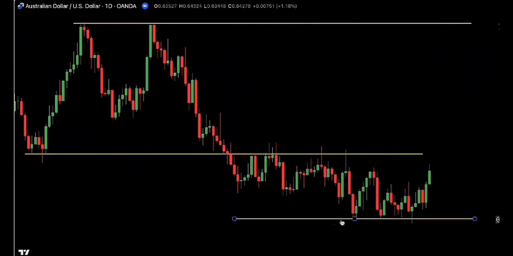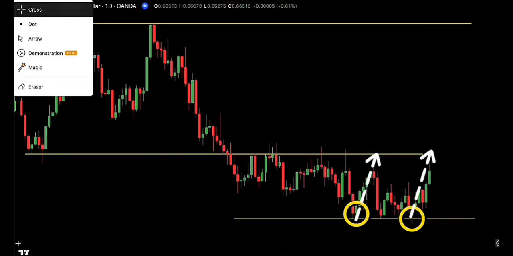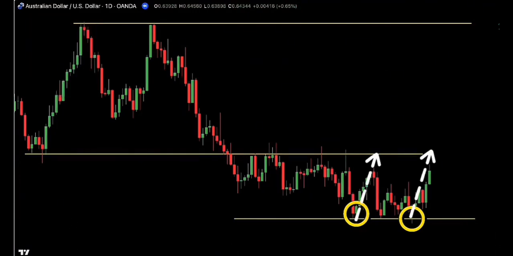Now, moving further down, we spot a key support level where price bounced twice, confirming its strength. Let's mark it and analyze why it matters. Extreme swing low. This is the lowest point price has reached in recent time, making it a significant support level.